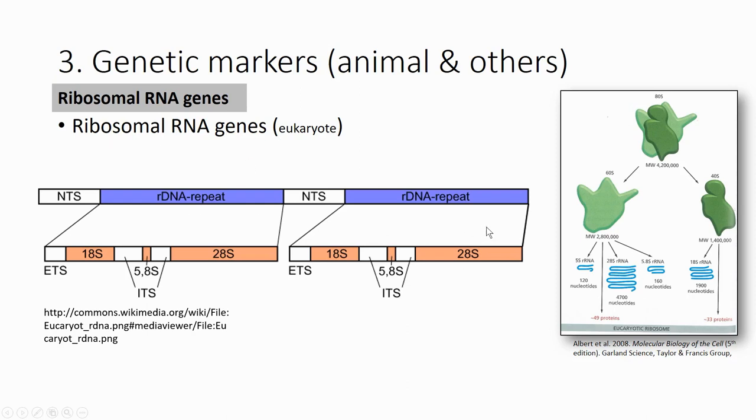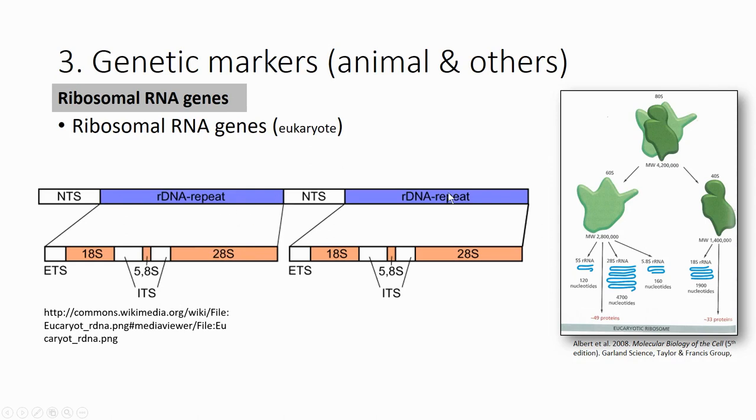This is a gene that transcribes the RNA. So this is the DNA, the part of the DNA used to transcribe the RNA, and this is RNA. You can see the 18S, the 5.8S, and the 28S. This is what we call the ribosomal genome. This is a ribosomal gene, the blue color.